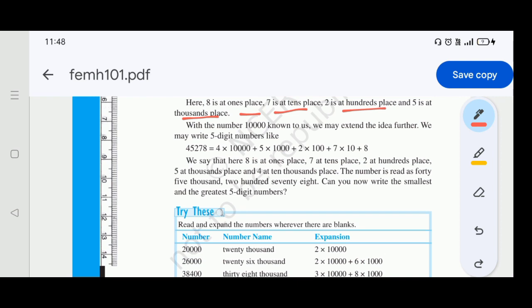So we can write the number 10,000 known to us. We may extend the idea further. We may write 5-digit numbers like 45,278. So we know that 4 times 10,000 plus 5 into 1000 plus 2 into 100 plus 7 into 10 plus 8. I will give you the idea how to write this quickly.